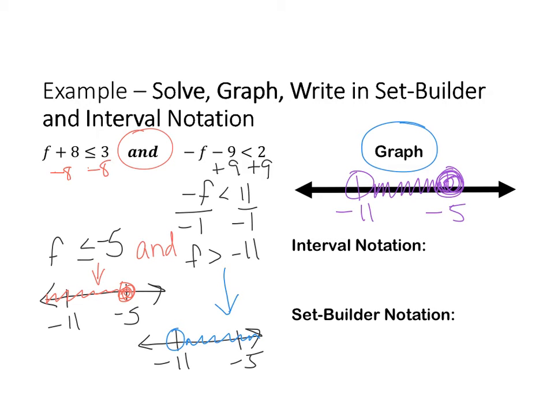So this is what my inequality looks like, my final graph, when I combine f is less than or equal to 5 and f is greater than negative 11.